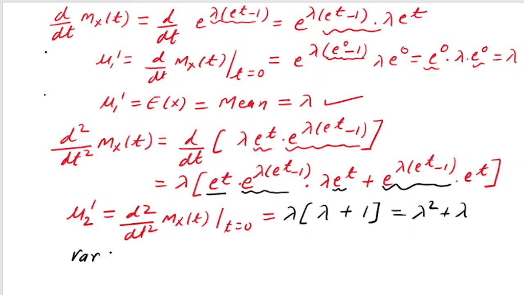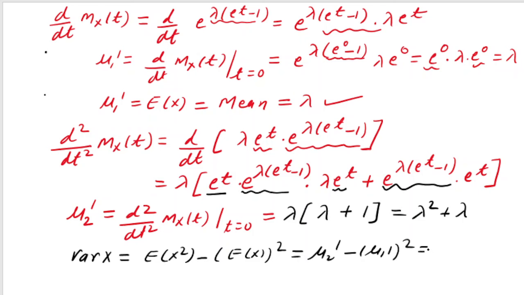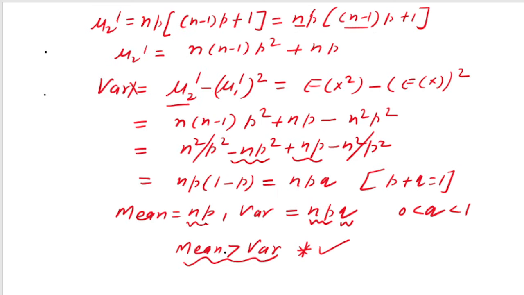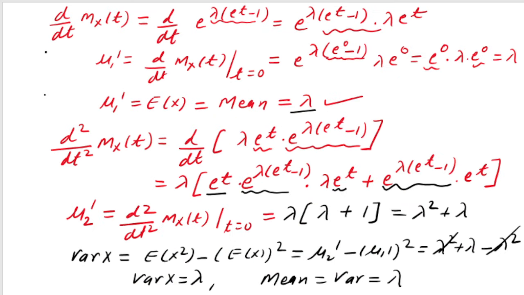So what is the variance of x? Variance of x is expectation of x square minus expectation of x whole square. So that is mu2 dash minus mu1 dash whole square. For mu2 dash I have got lambda square plus lambda, and for mu1 dash I got lambda, so its square will be lambda square, so it cancels. So variance of x is also lambda. So for the Poisson distribution, we noted that mean and variance are both the same, equal to lambda. For binomial, the mean was greater than the variance. These are MCQ questions that may be asked.